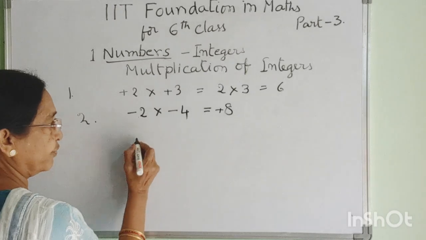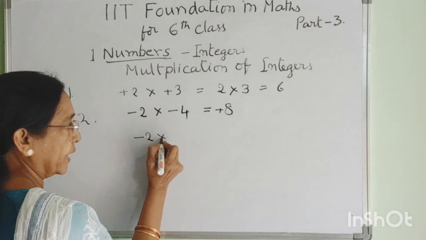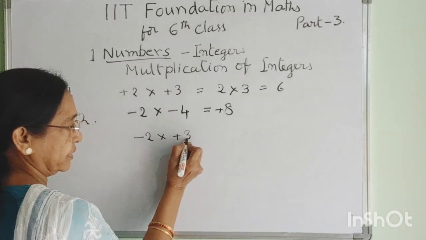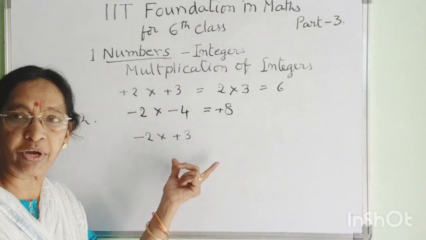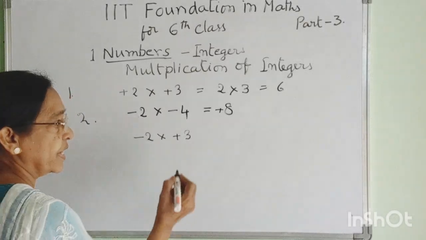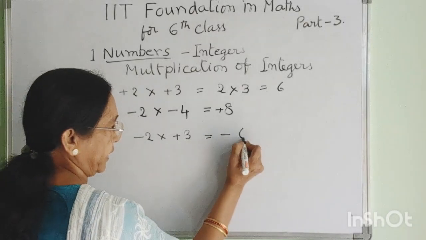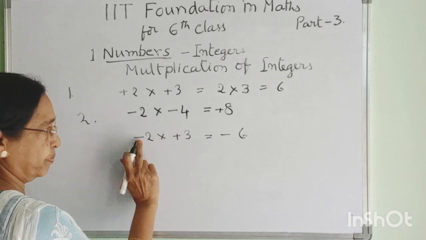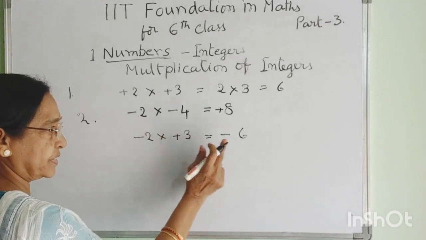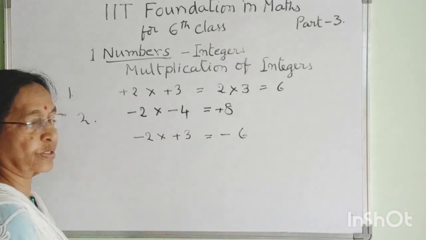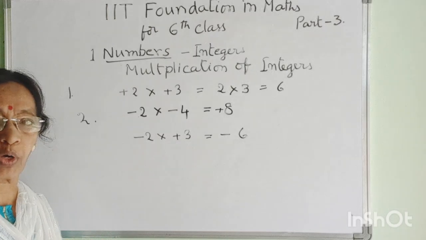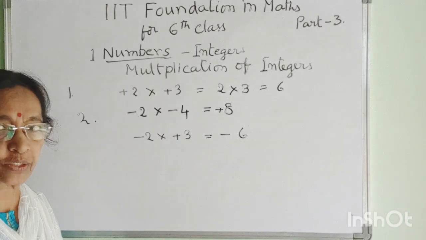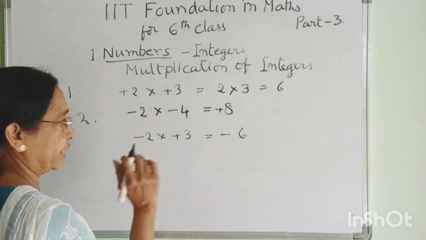The product of one negative integer and another positive integer is a negative integer. Minus into plus or plus into minus is minus. 2 into 3 is 6. So, the product of one positive and one negative integer is a negative integer.